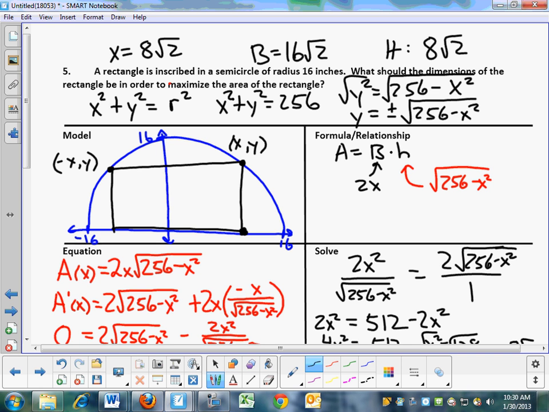But if we square 8 square roots of 2, we get that 128. 256 minus 128 is 128. We already established the square root of 128 is 8 square roots of 2. And so that's the dimensions of the rectangle that would maximize the area.